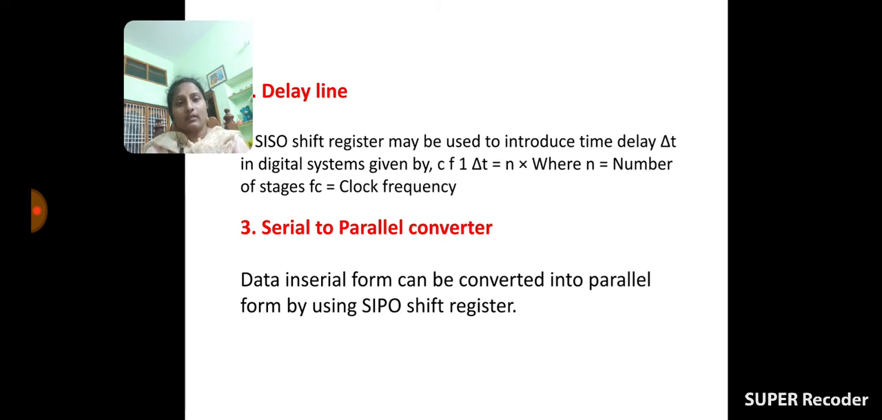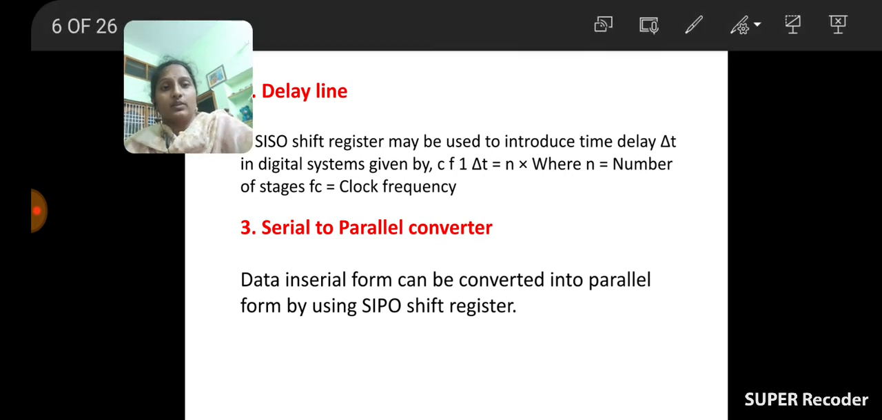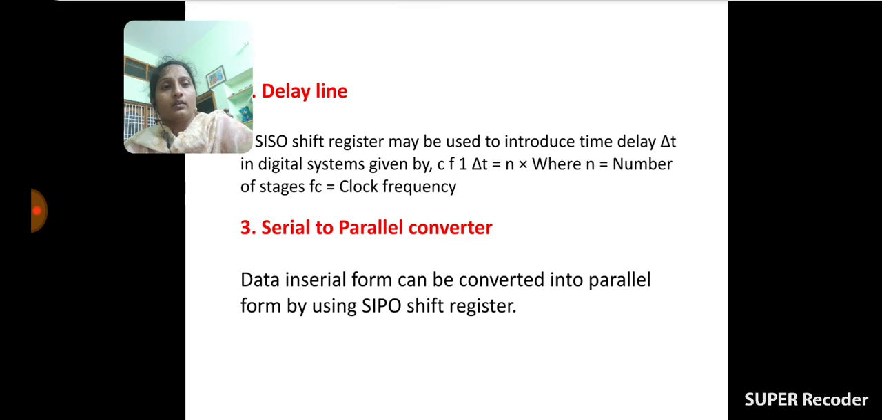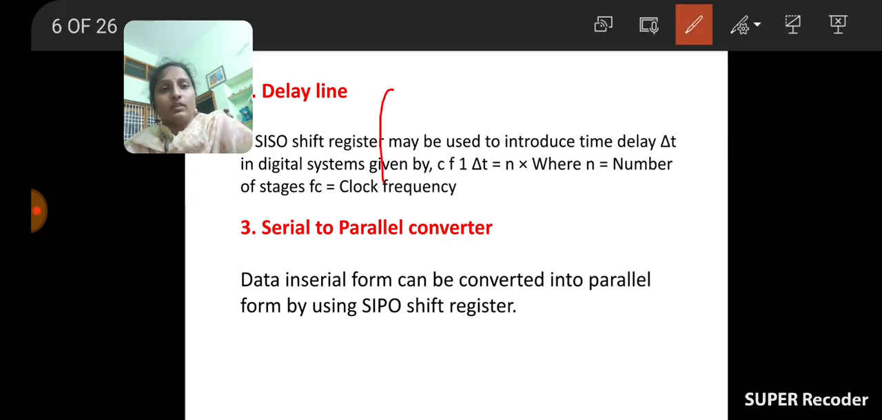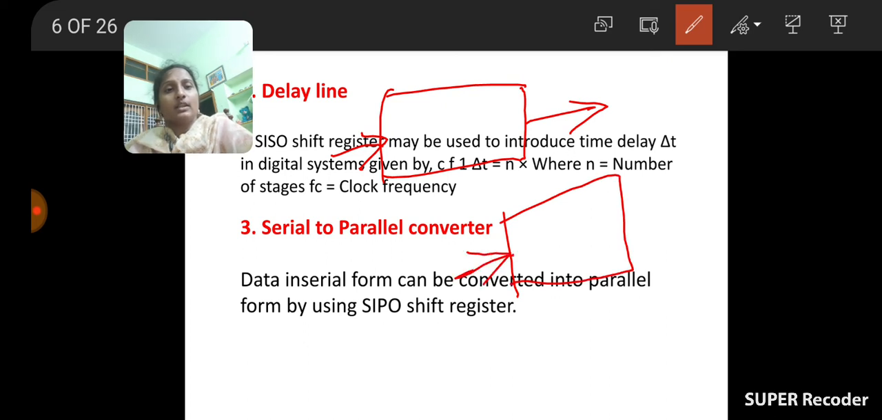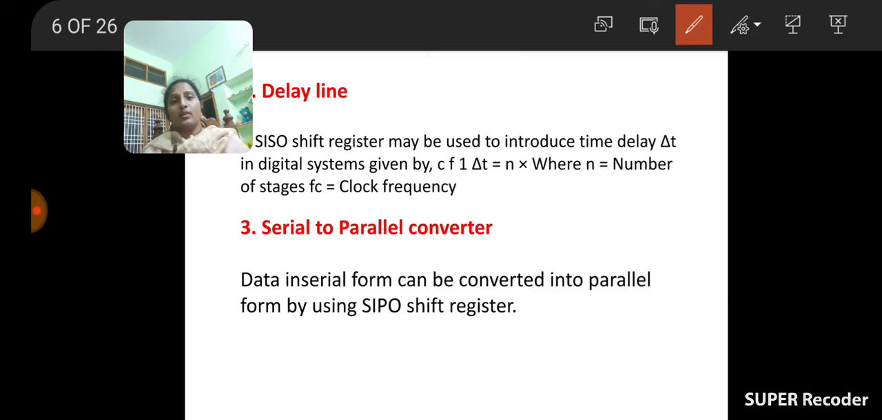And coming to one more application, the serial to parallel converter. Here I would like to draw the symbols of SISO and SIPO. Serial in, serial out means the data must be entered serially and taken out serially. Serial in, parallel out means the data must be entered serially and taken out in parallel. So these are the two logic symbols of serial in serial out and serial in parallel out. Now see the serial to parallel converter: data in serial form can be converted into parallel form by using a SIPO shift register.